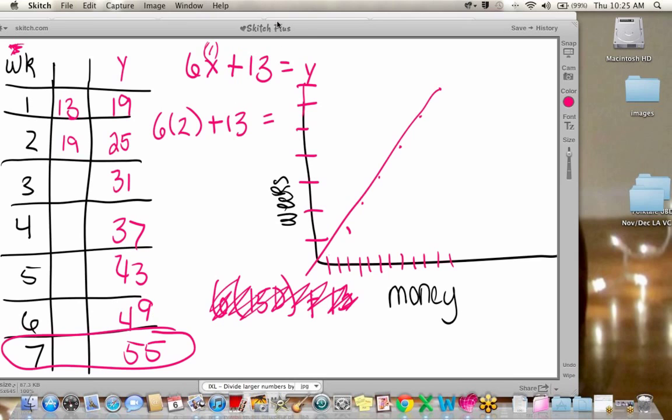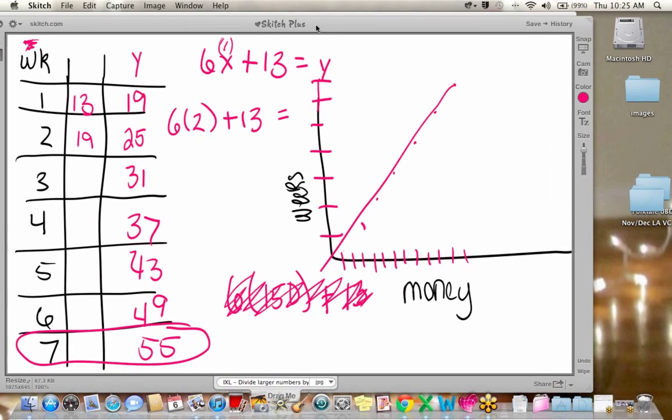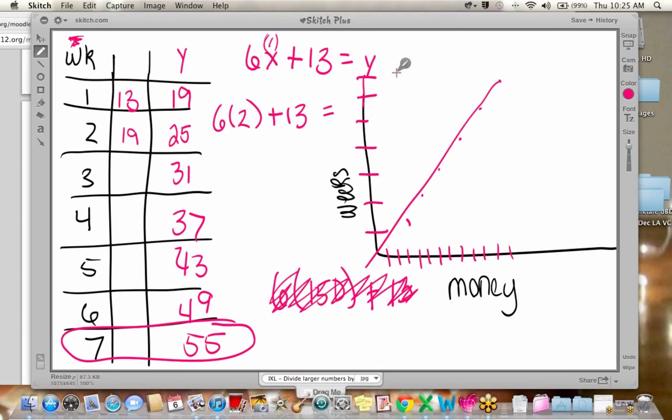Okay, thumbs up if that made sense. This was the part that I really wanted you to get, was that drawing or writing an equation like this will let you solve for any week.